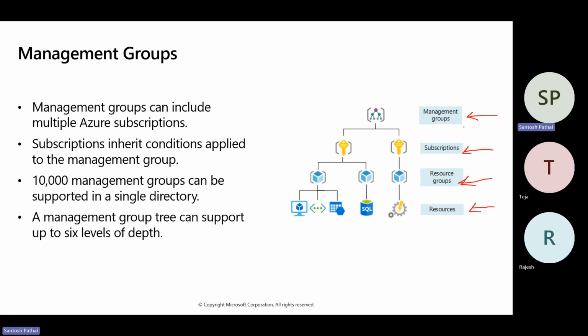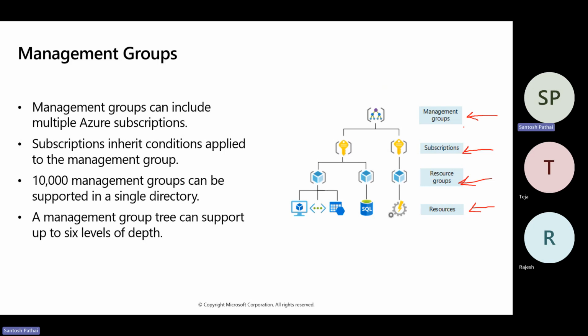In the same manner, any resource group should be part of a subscription or should be attached to a subscription. And in the same manner, resources should be part of a resource group. So management groups can include multiple Azure subscriptions, and subscriptions can inherit conditions applied to the management group. We can have 10,000 management groups supported in a single directory. A management group tree can support up to 6 levels of depth.